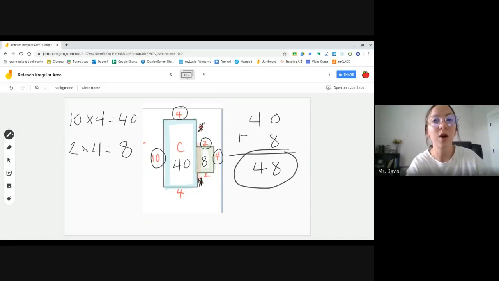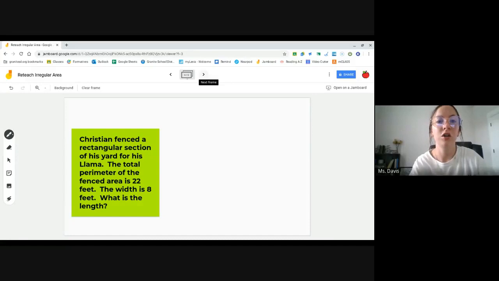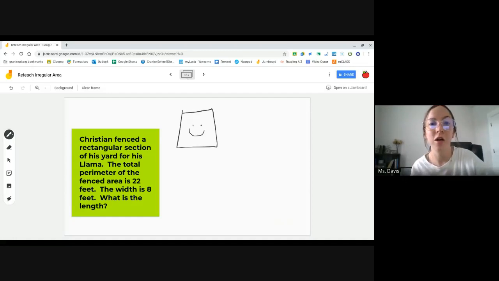Going on to the word problems, I have 3. And we'll start with this green one. Christian fenced a rectangular section of his yard for his llama. So I'm already going to draw this rectangle, and then I'm just going to draw a smiley face for the llama. The total perimeter.